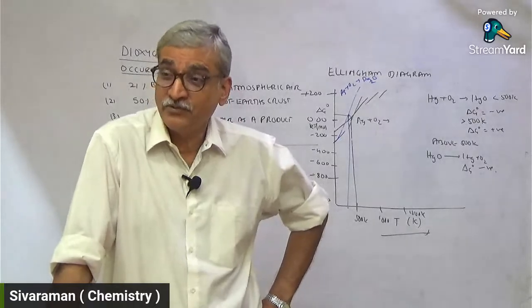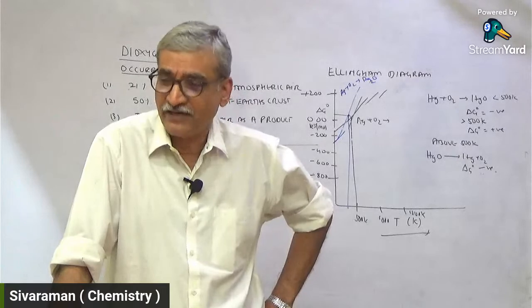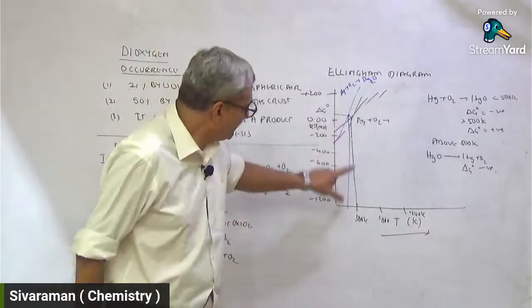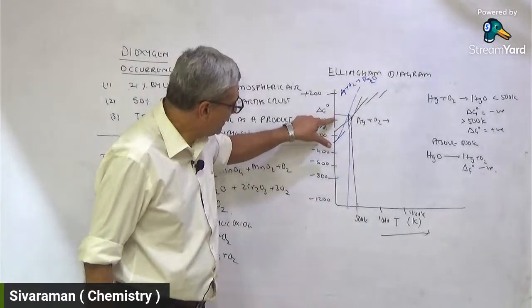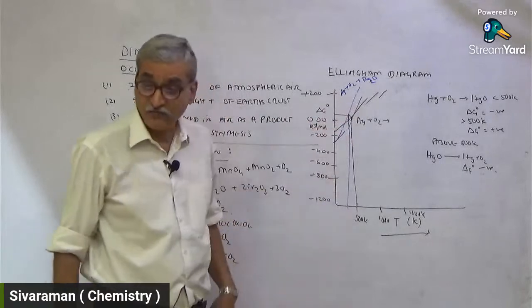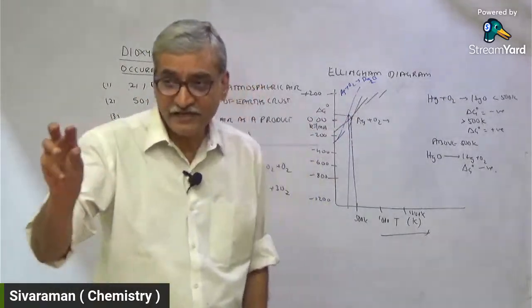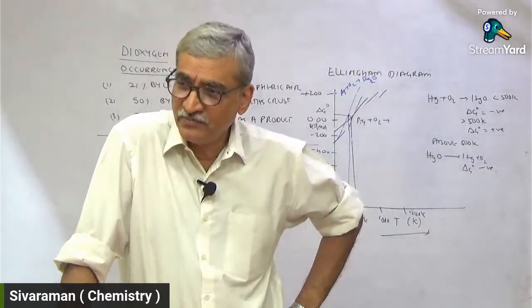Then greed is a bad thing. You will think the rate of reaction will increase, so I will bring it to 500. But the moment you bring it to 500, now for the forward reaction the free energy change is positive. Will the reaction remain spontaneous anymore? No.